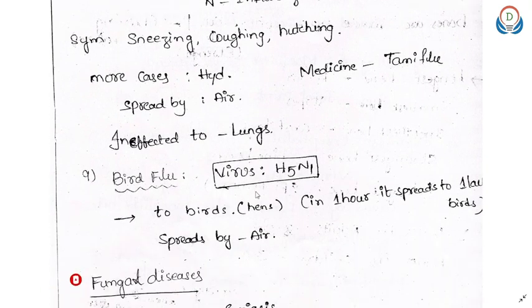And bird flu. Bird flu is a virus. Its virus name is H5N1. It affects birds, particularly hens. In one hour, it can spread to one lakh birds. So it spreads to nearly one lakh birds in one hour. Oh God, it spreads very fast. Bird flu is spread by air.